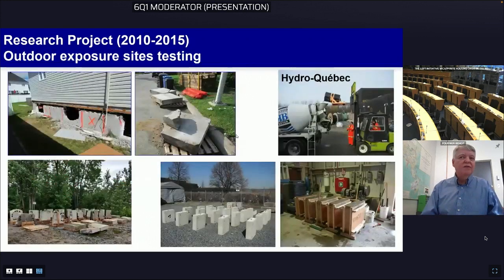So about the activities that we did as part of the research program, we developed some outdoor exposure sites. The first site was developed with the use of blocks that were extracted from housing foundations before their demolition. Those blocks were installed on a site, and then they were followed and monitored with time. And we also developed another site at Hydro-Québec where new blocks were made with different mix designs and rock types in order to evaluate mechanistic processes involved in the deterioration process.